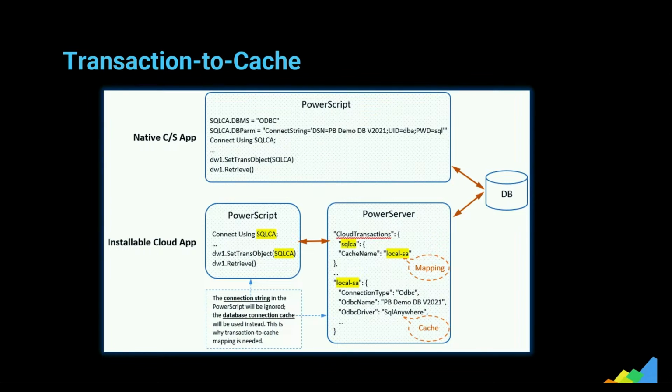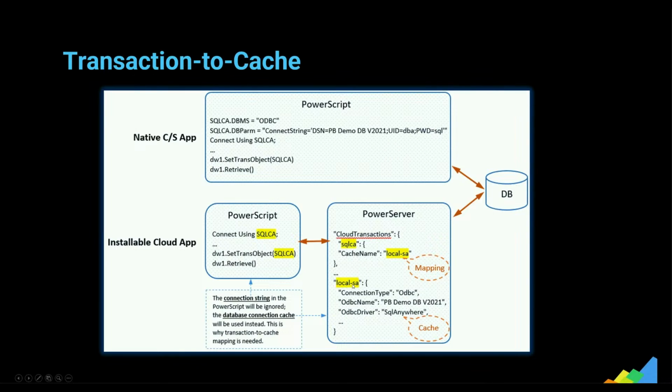But below you see what is the PowerServer scenario. In installable cloud app, the database connection is made from PowerServer API to the database. So it's a server to server connection. The database connection information is stored in a cache in PowerServer. The transaction object is used only to find the cache. SQLCA is only used to find the cache that the server API will connect to, for example, local SA.